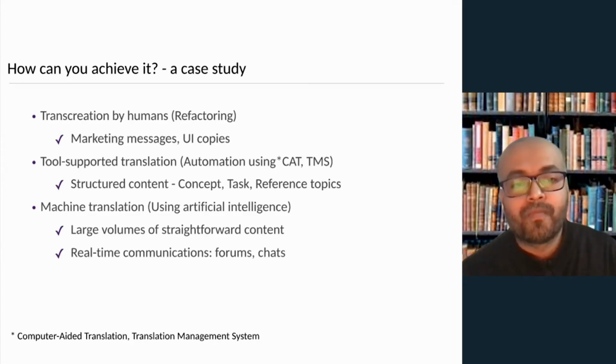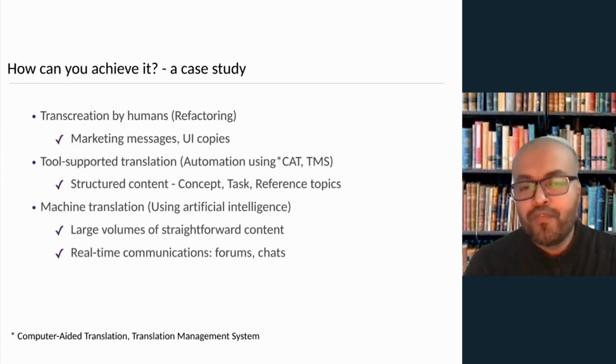In machine translation, nowadays, you can use artificial intelligence and the translation memory to translate large volumes of straightforward content from one language to another language. Then there is real-time communication, community forums, chatbots, and you can use machine translation in this particular case.